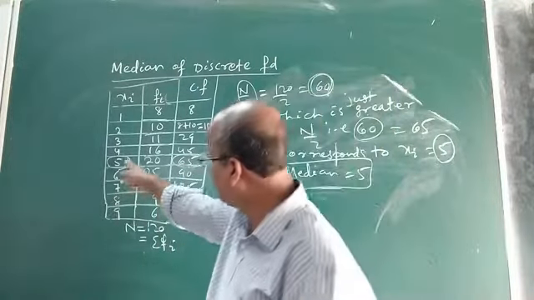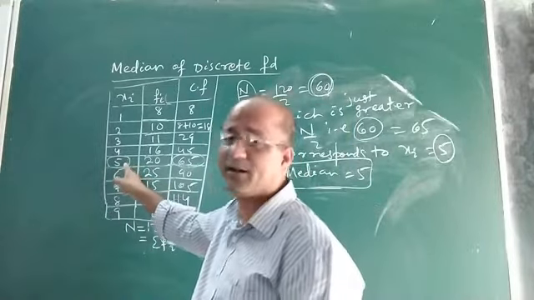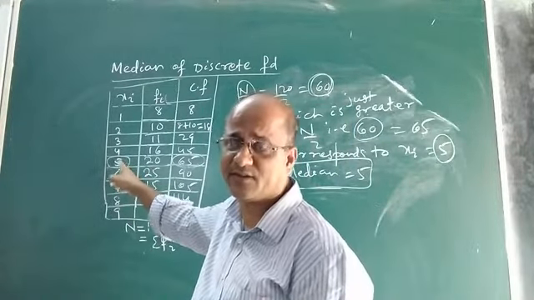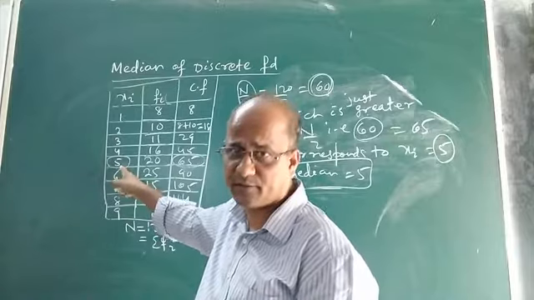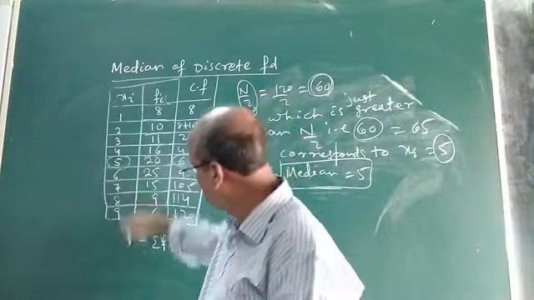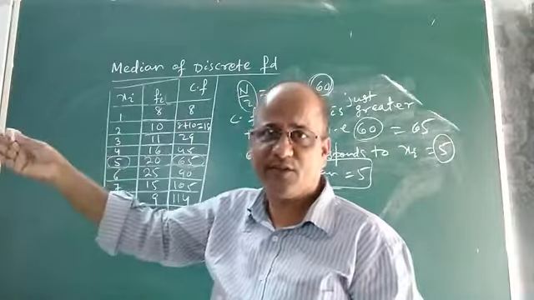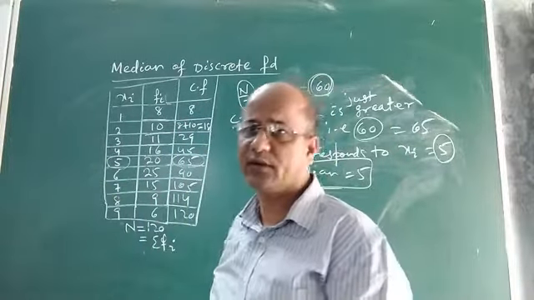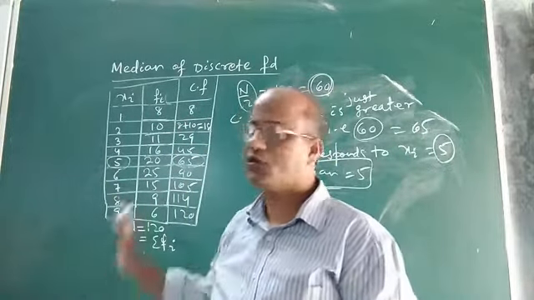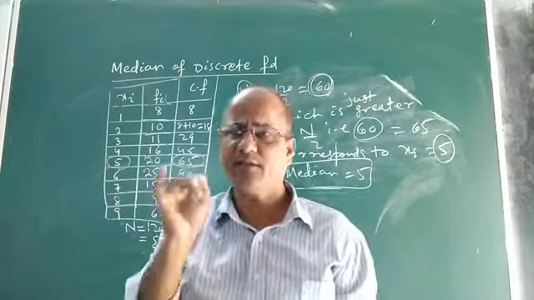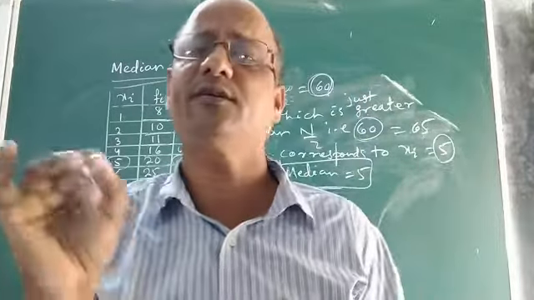That means this is the median, the middlemost observation or score. Below and above this, 50% of the observations will lie. So this is how to calculate the median of a discrete frequency distribution.